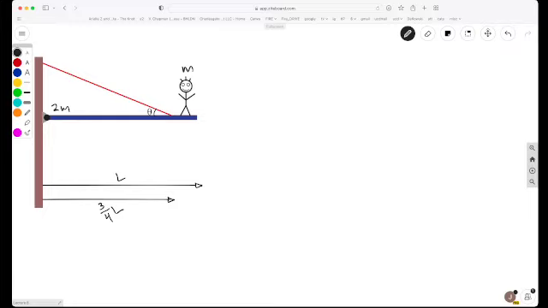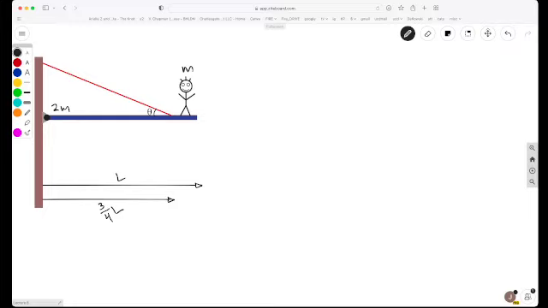So we'll assume this person has mass m, this plank has mass 2m, and that they're suspended by some rope at angle theta with the horizontal. And finally, we'll say the plank has length L, and the person is standing at the end of it, and the rope is attached 3/4 of the way down, so the length from the hinge to where the rope is attached is 3L/4.